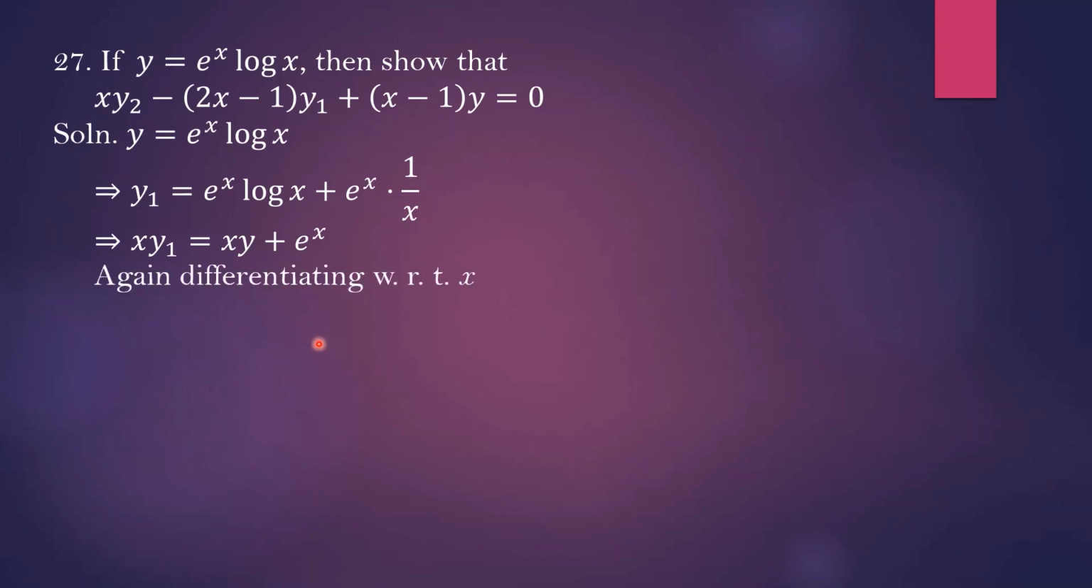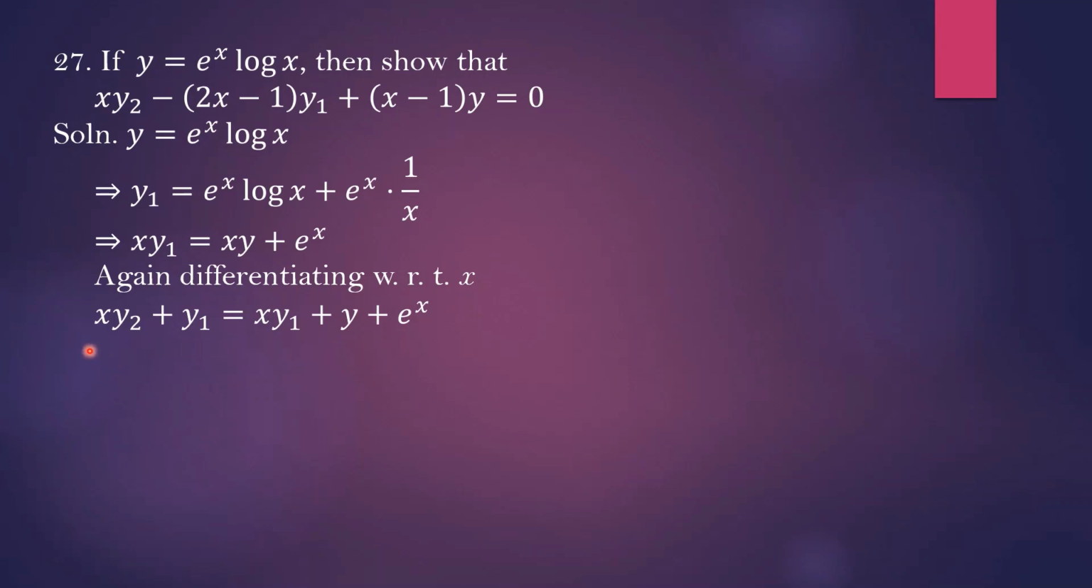So again differentiating with respect to x, we get a product function. So x remaining same, y1 derivative will be y2, so we write x y2 plus, now x derivative is 1 and y1 is remaining same, is equal to, this is the product function again, x remaining same, y derivative is y1 plus x derivative is 1, y remaining same, plus e to the power x derivative is the function itself, e to the power x.